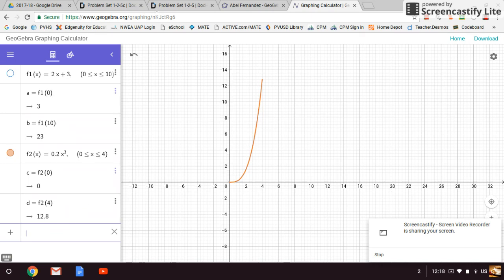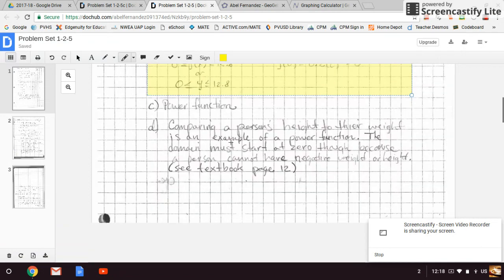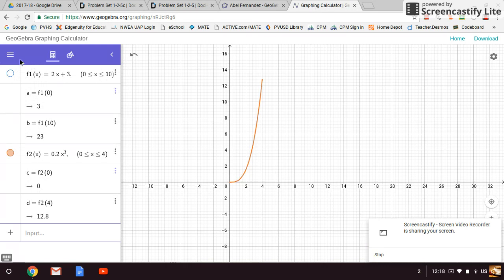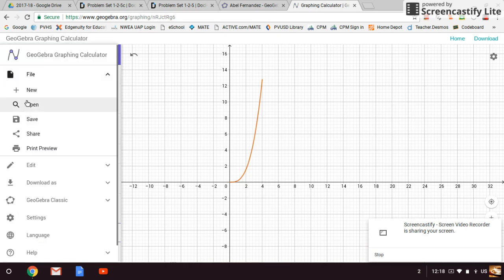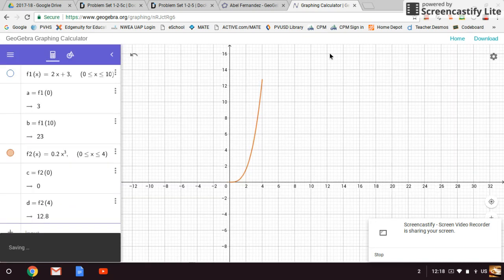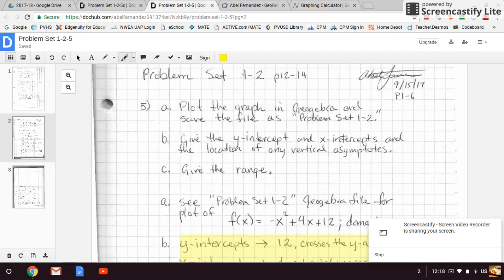Now let's move on to problem number 5. We have to plot the graph in GeoGebra and save the files, problem set 1, 2. Let's go ahead and save right away so we don't lose any of our work. Save every couple of minutes. Private for now. And then we want to give the y and the x-intercepts, the location of any vertical asymptotes, and we want to give the range.